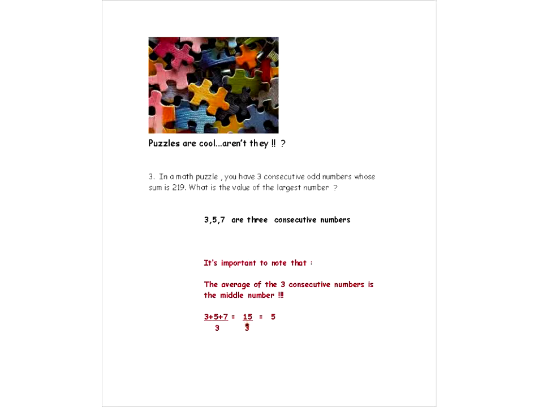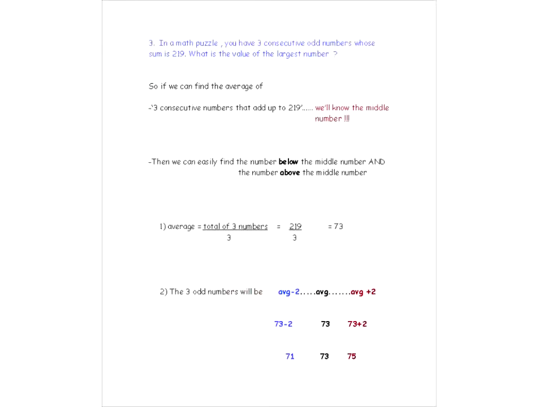So you're going to have 15 divided by 3, and that's 5. So when we're taking the average of these 3 numbers, that average always turns out to be the middle number if there's 3 numbers. Okay, so that's going to help us to continue on with the problem here. So back with this particular problem. If we can find the average of 3 consecutive numbers that add up to 219, then we'll know what the middle number is. Once we know what the middle number is, we can find the one below and the one above.